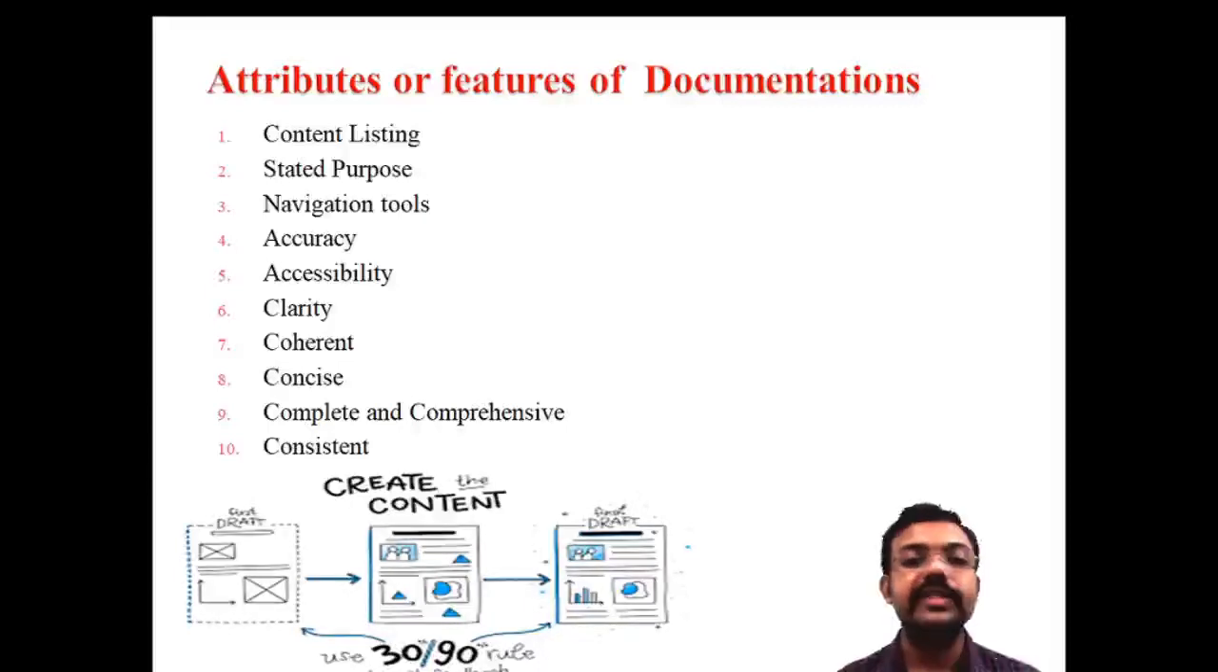These are the characteristics of good documentation: content listing, state the purpose, navigation tool, accuracy, accessibility, clarity, coherence, concise, completeness, comprehensive, and consistent. These are the basic characteristics or attributes of documentation. Creating the content is a very important element of documentation, and we can use different tools for creating it. If the documentation is good, the result will always be good. The documents and the result are properly connected. Suppose you have good documents, your result will definitely improve.